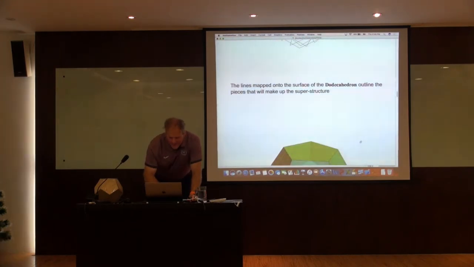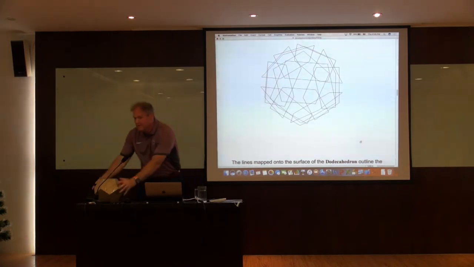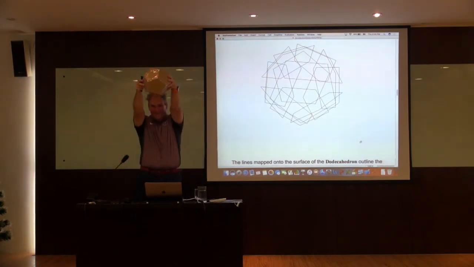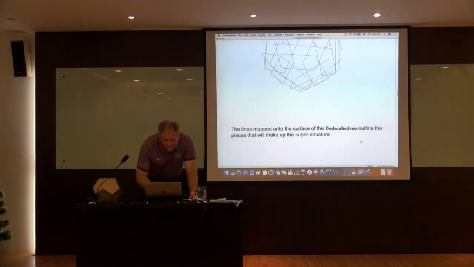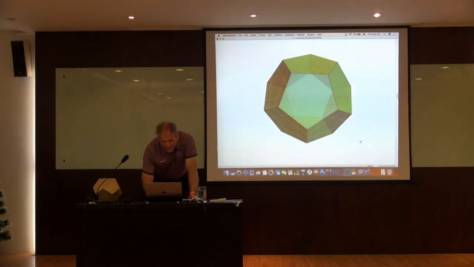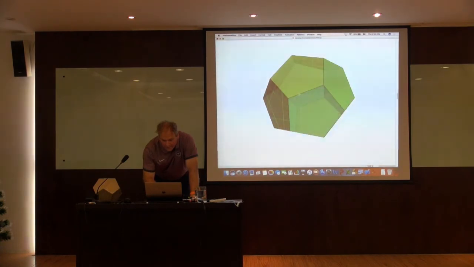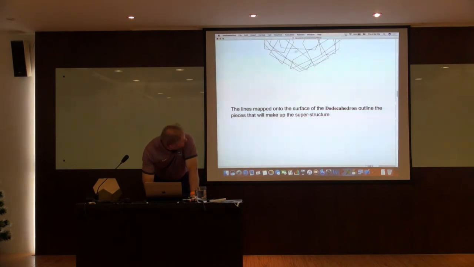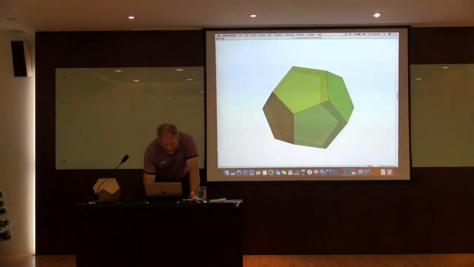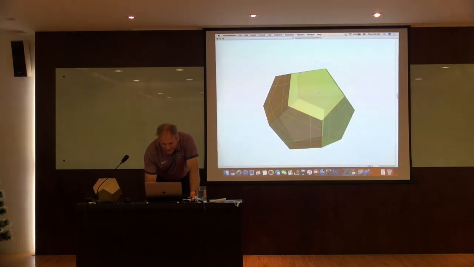So I'm going to take this here and map it onto this. That's my purpose. So watch what happens. There it is. So this is a superstructure, and if I rotate it, you can see this is what it's going to look like. So that here is mapped onto the dodecahedron, and that's what it looks like. They fit nicely.